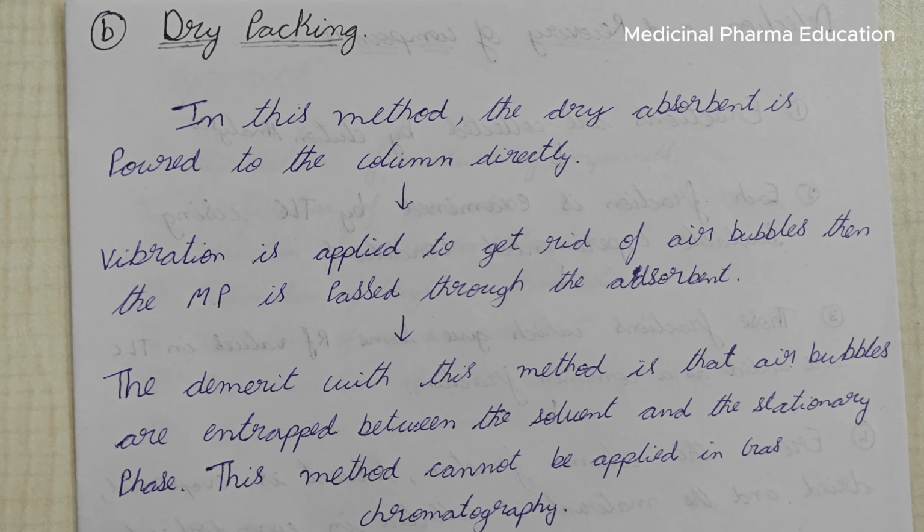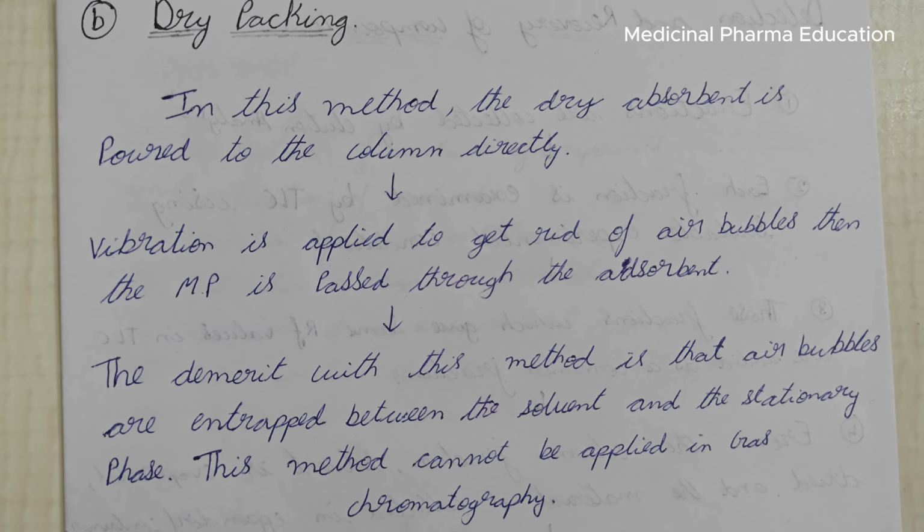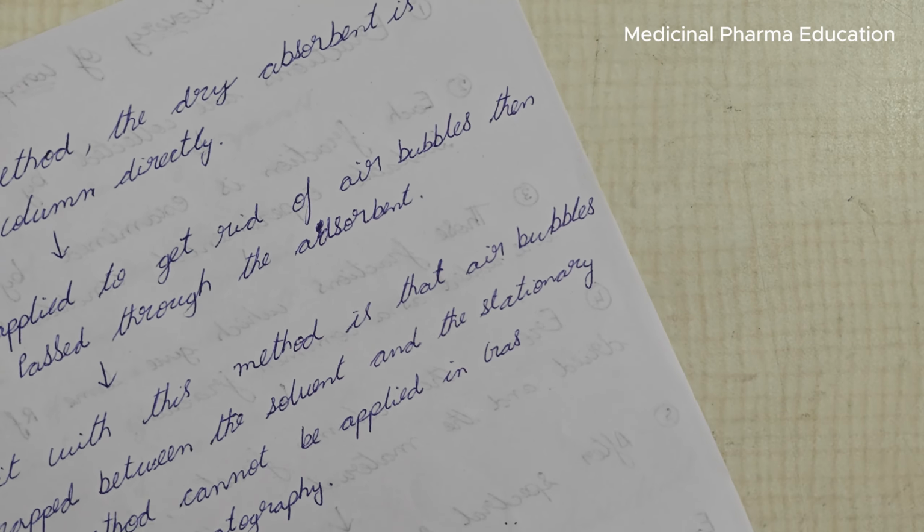Dry packing is not applicable for gas chromatography because the air bubbles are entrapped in the column, and this has an impact on the result. There is a big deviation in the result because of the air bubbles. This is the demerit. Mainly we use wet packing.